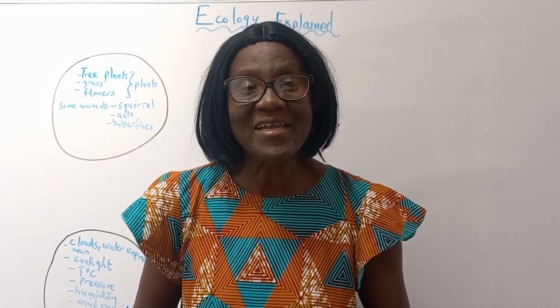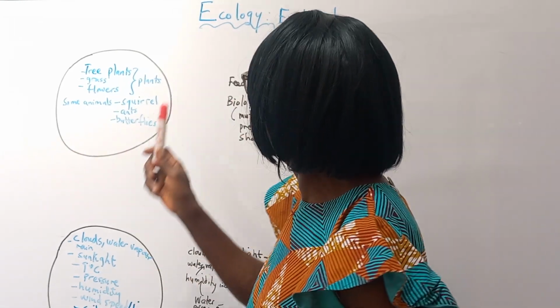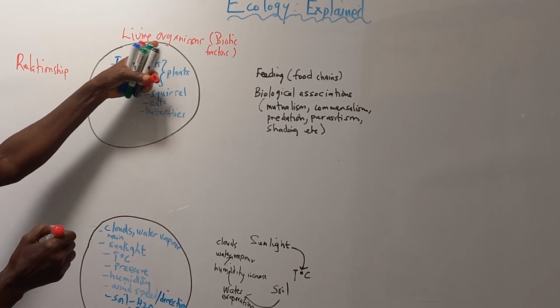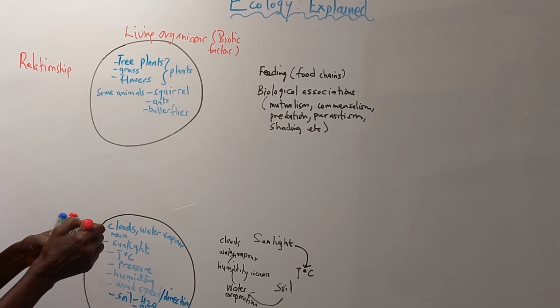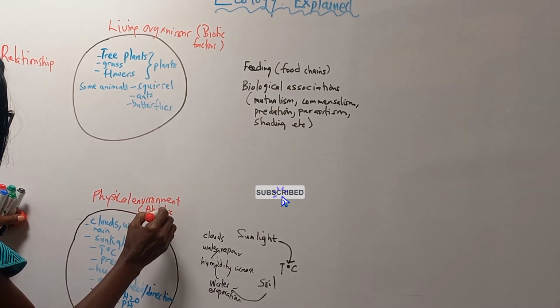We are now in ecology. In today's lesson, we'll explain the term ecology. Ecology is the study of relationship between living organisms and their physical environment. Relationship between living organisms and the physical environment. And this is also known as abiotic factors.